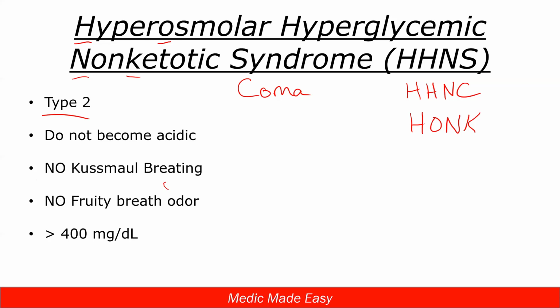They're probably all in your book at some point. Always step back and make sure that the terminology you're using matches what you're using in your class or in the book. But again, I would say have a little bit of knowledge that your book may say HHNS, National Registry may say HHNC, and it means the same thing. Or HONK, it means the same thing.